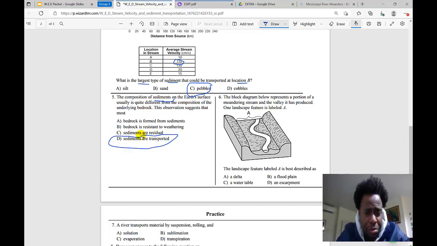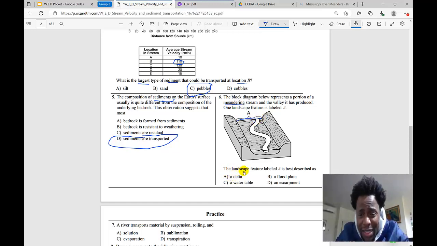Which means the sediments were transported from another part. All right, question number 6. The block diagram below represents a portion of a meandering stream. We know what a meander is, when the river is snaky all around. Meander stream, and the valley it has produced. So the meander has produced this depression that we see around here. One landscape feature is labeled A. So this, the floor of the depression there, is called A.